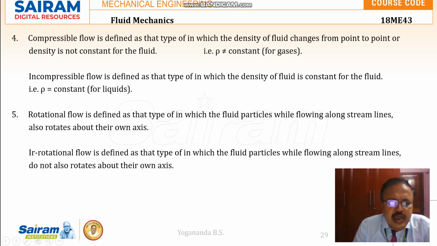Then rotational and irrotational flow. If the fluid particles while moving on the streamlines rotate about their own axis, the flow is called rotational flow. If the fluid particles while flowing along the streamlines do not rotate about their own axis, such flow will be called irrotational flow.